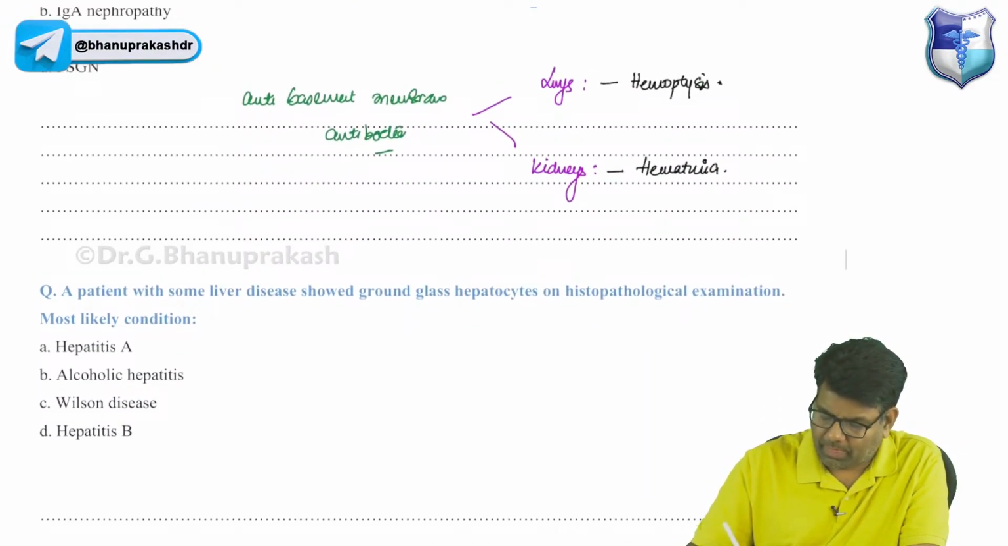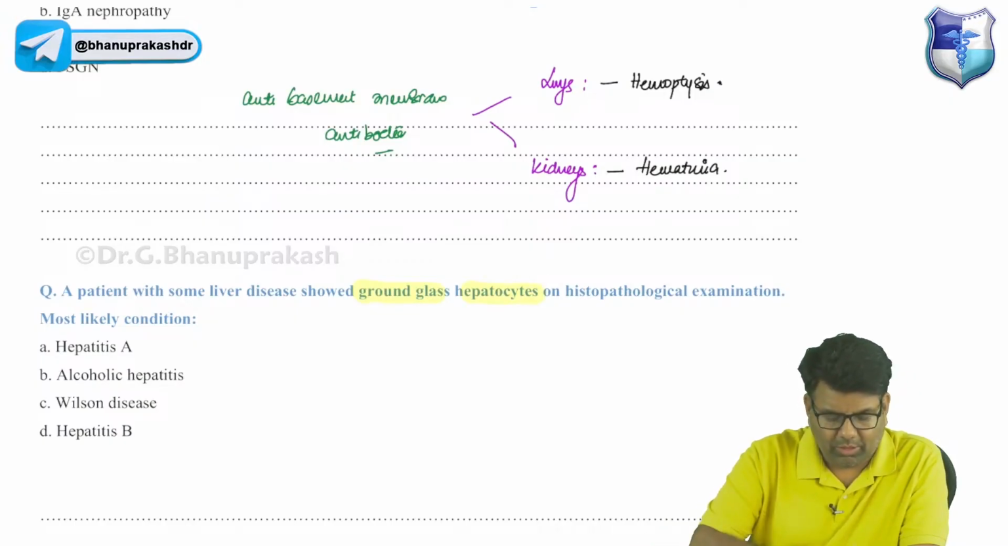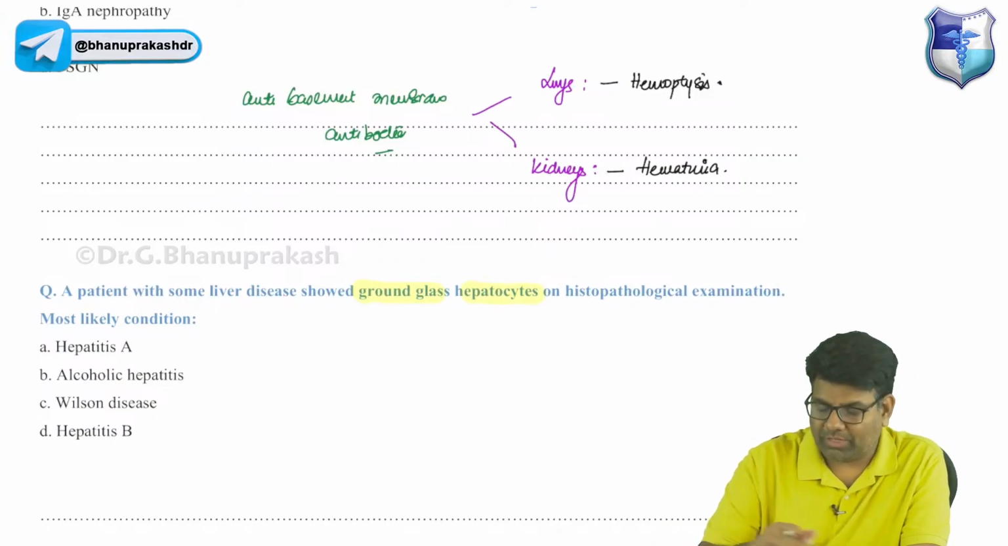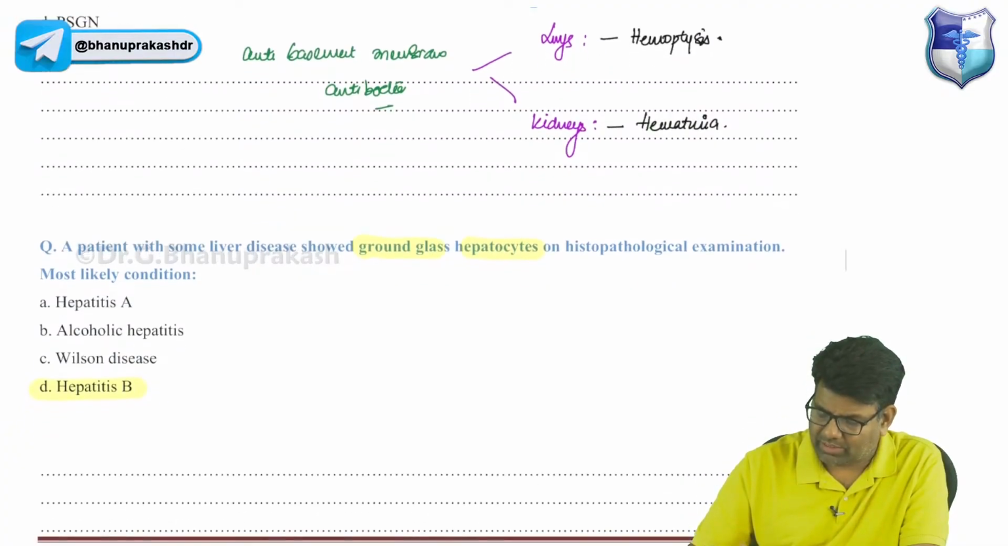Next question. Ground glass hepatocyte. The moment you find the words ground glass hepatocyte, the answer has to be hepatitis B. Ground glass hepatocyte.